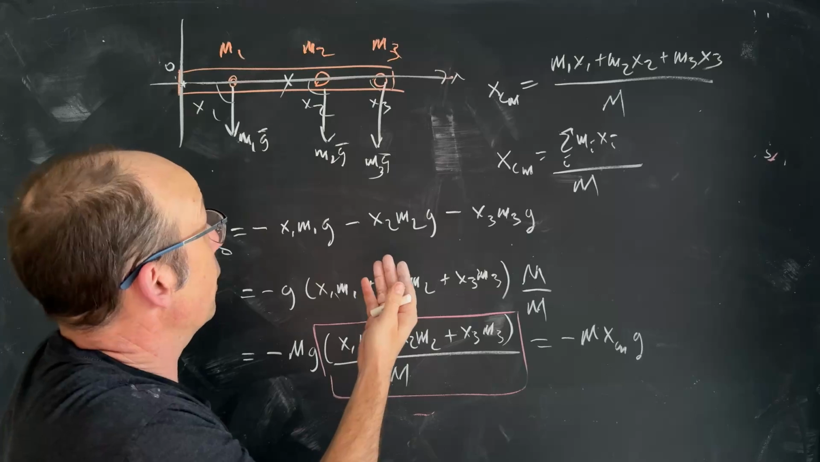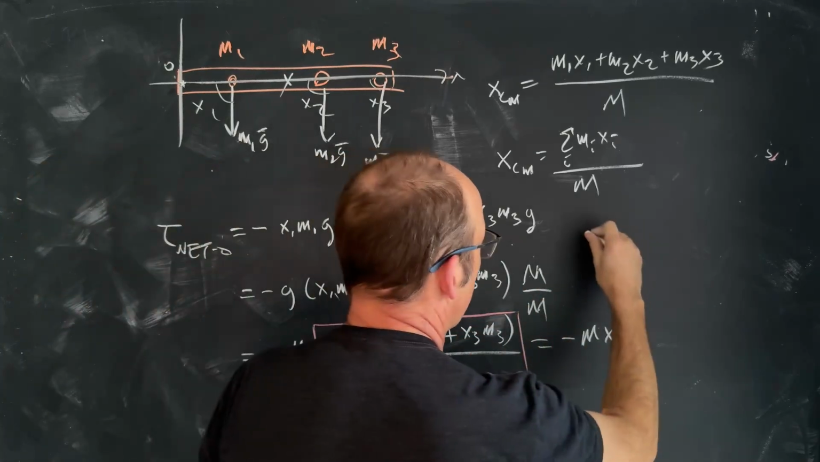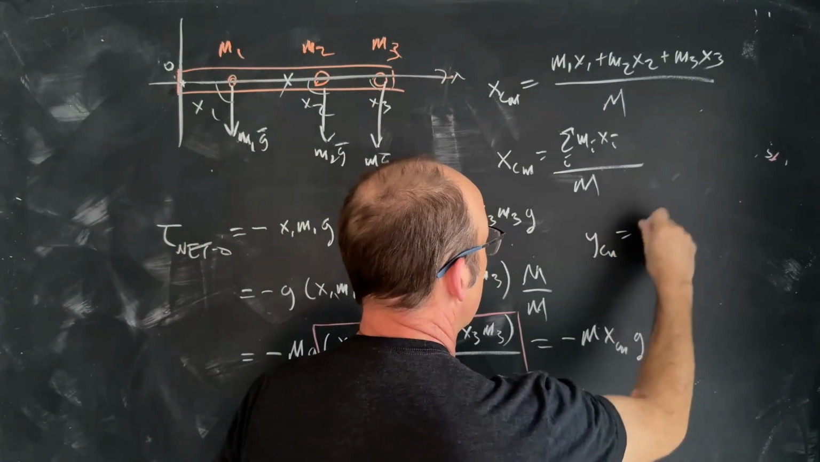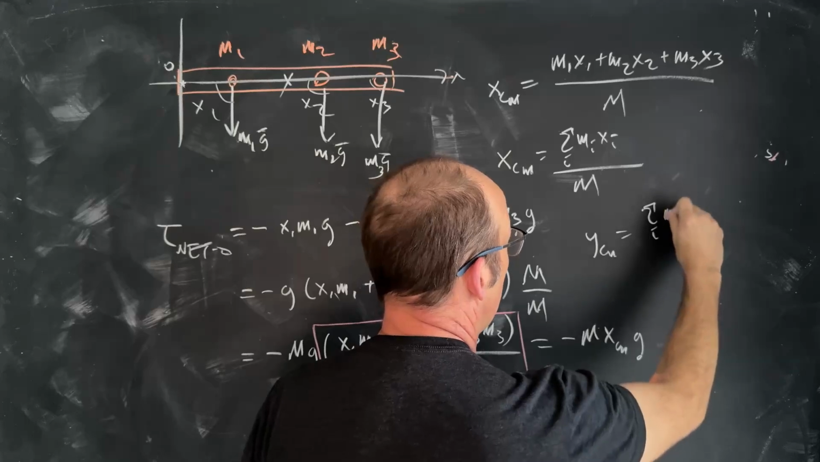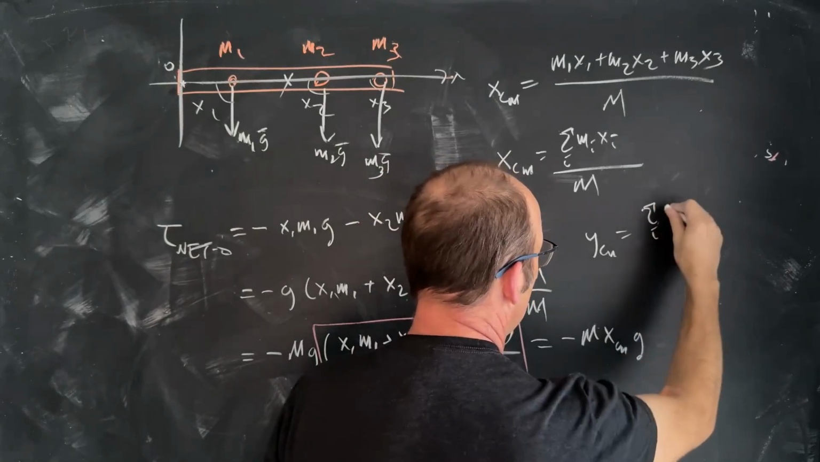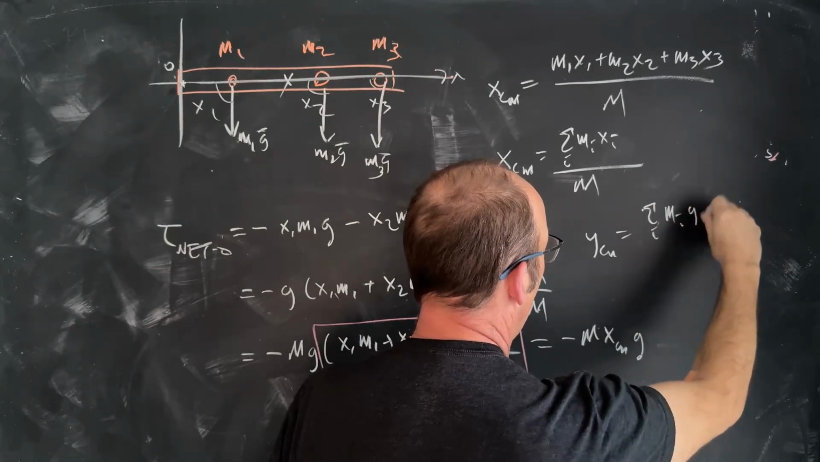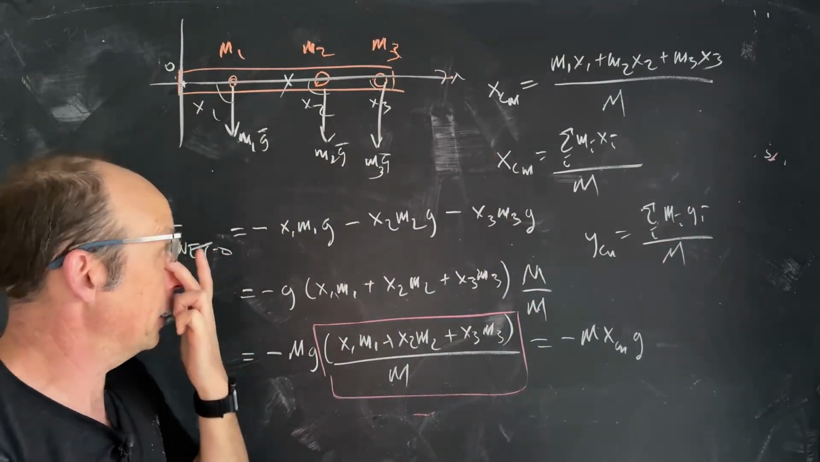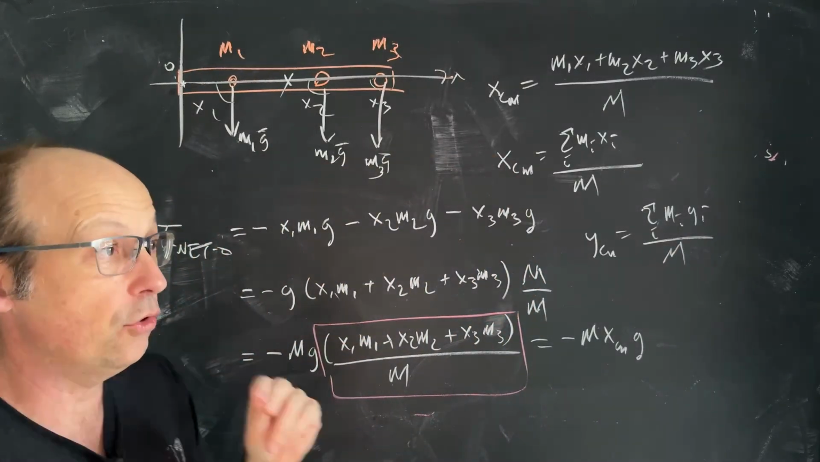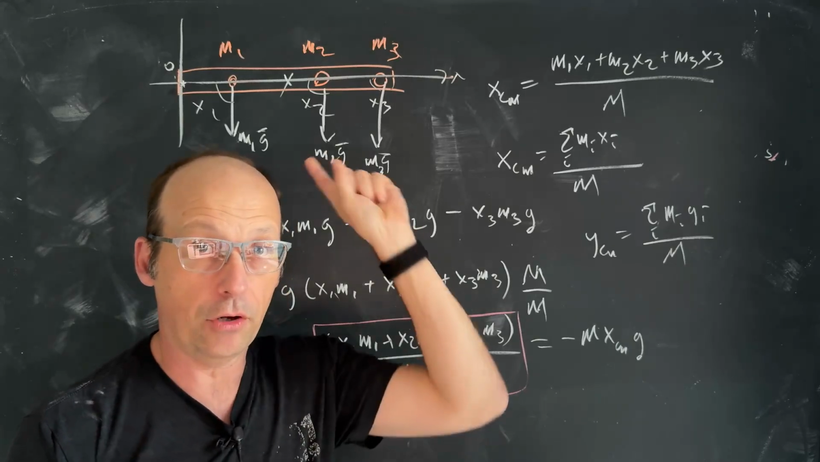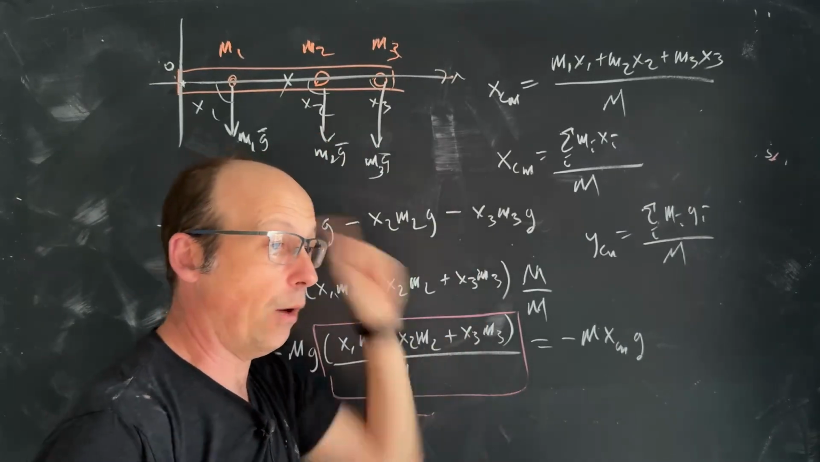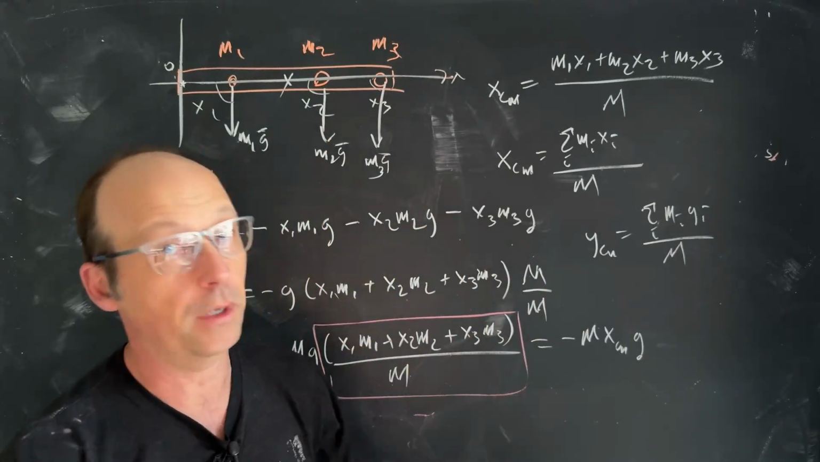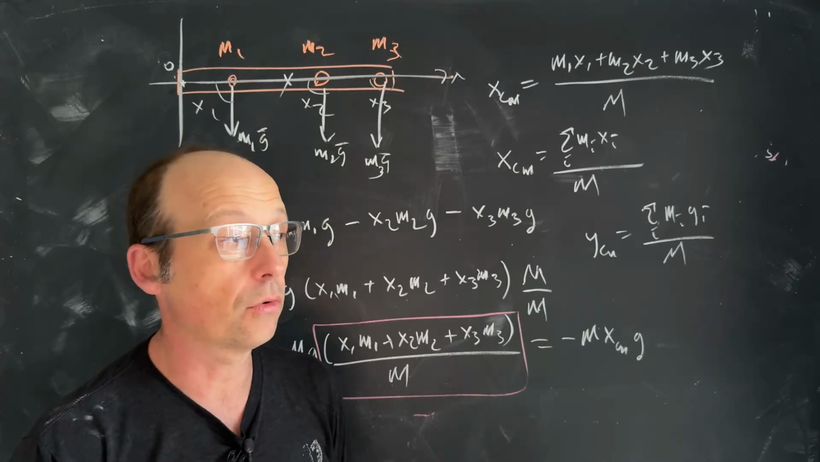We can do the same thing in the y direction. We'd have a y center of mass. Y center of mass is the sum over i of m_i y_i over the total mass. So you can find the location of those masses, center of mass. And then you can treat that object as having only one gravitational force at that one location, x center of mass, y center of mass, and then you can calculate the torque.